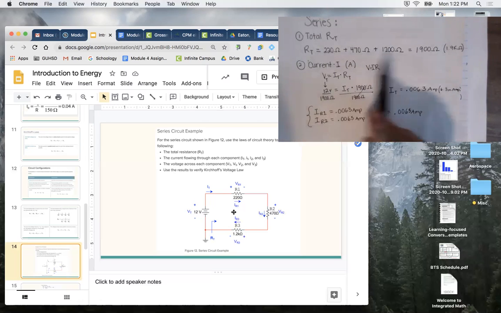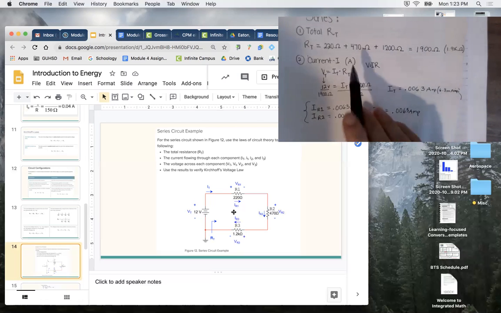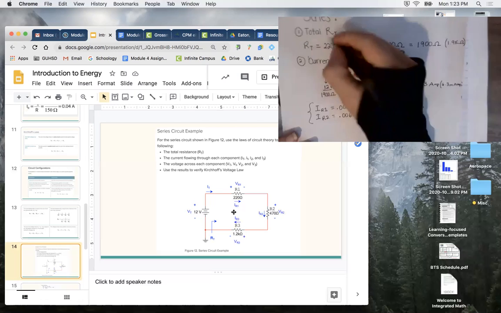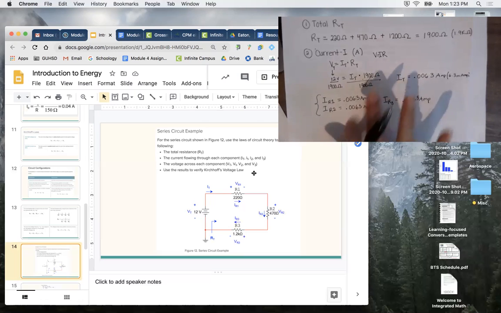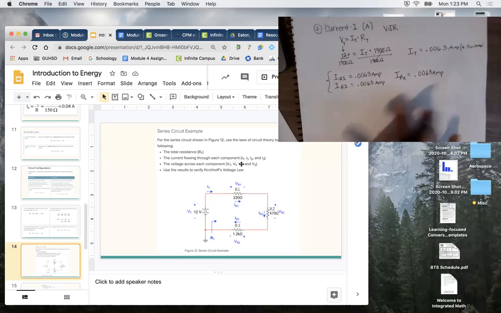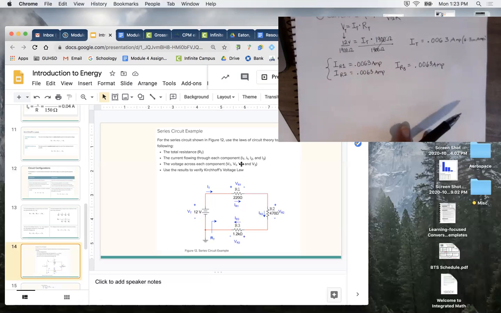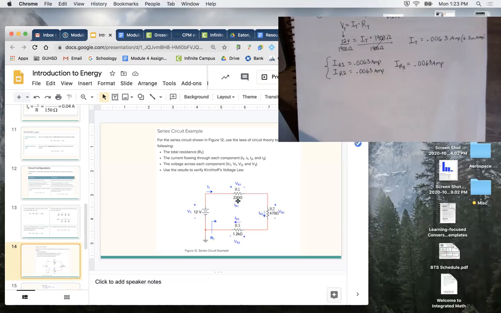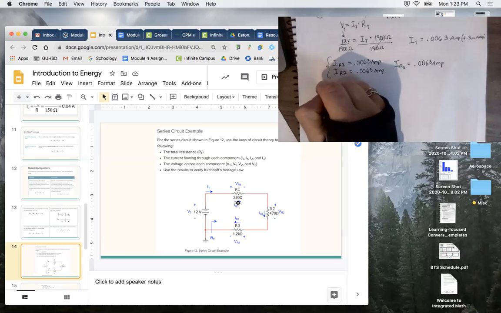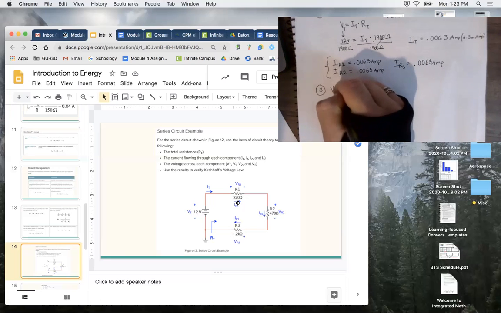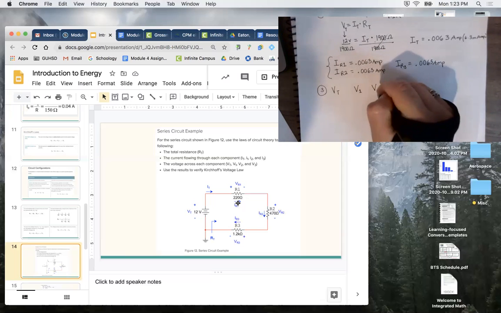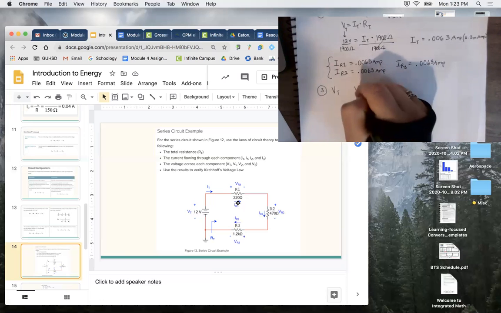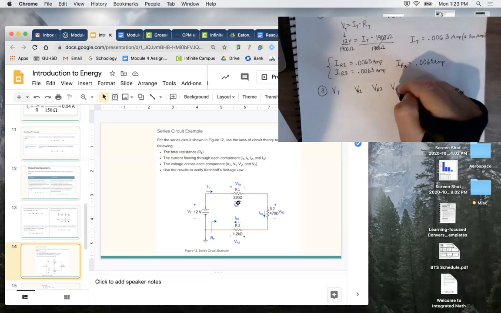So here we found our total resistance. We already knew our individual resistances, so they'd ask for the total resistance. The next one, they asked for the current flowing through each one of them. So I just found the total, which means that at the individual ones, it's all that 0.0063. And now it says what is the voltage across each one. So in 3, I'm having to find my voltage total, my voltage at resistor 1, my voltage at resistor 2, and my voltage at resistor 3.